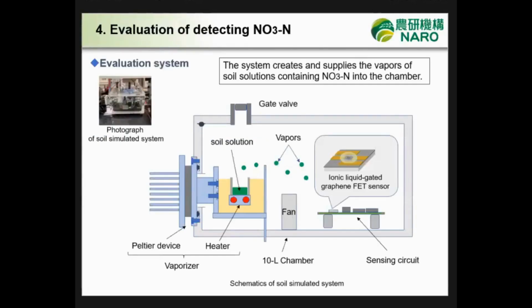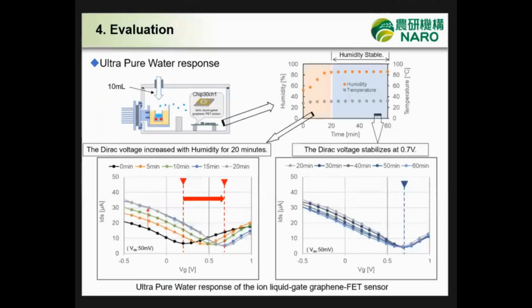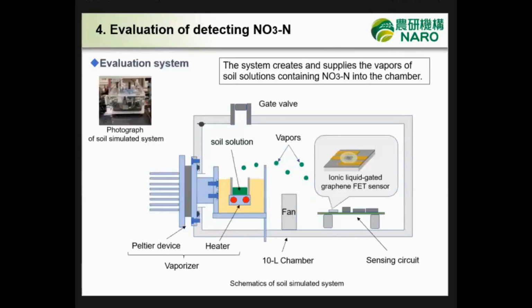Okay. Let me move on to evaluation of detecting NO3-N. So we developed the soil simulated system. Our system consists of a vaporizer, temperature chamber, and sensing circuit. The vaporizer is composed of a heater and a pellet device. The heater vaporized soil solution, and the pellet device offset the temperature change caused by the heater. So our system creates and supplies the vapors of soil solution in the chamber.